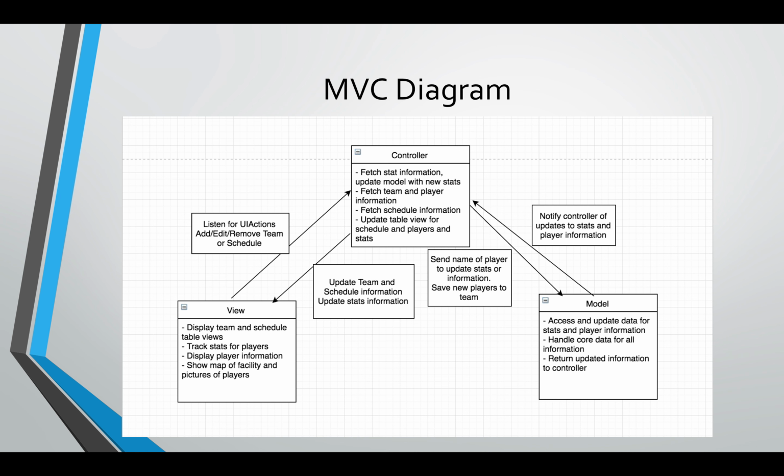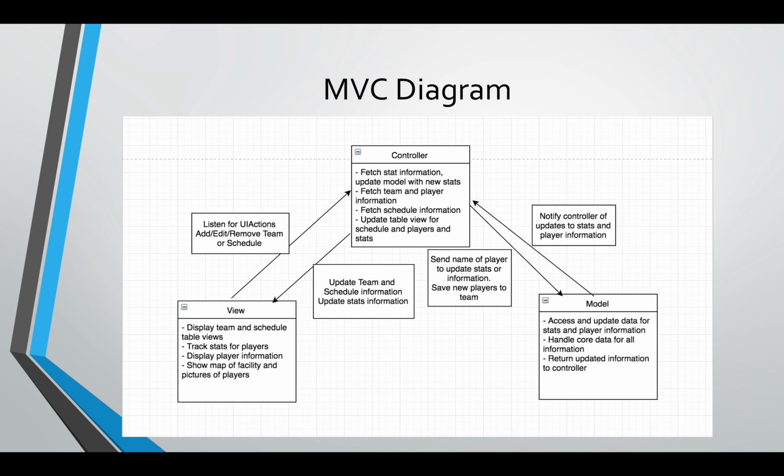The view displays the team and player lists, the table views, and allows the capability of clicking on them, allows the ability to click on multiple buttons, and ways that you can add and update the stats. It also shows a map of the facilities and also pictures of the players. And this is important because the view listens for actions and sends those actions to the controller to be handled in their own way. The model basically contains all of the data for this app.